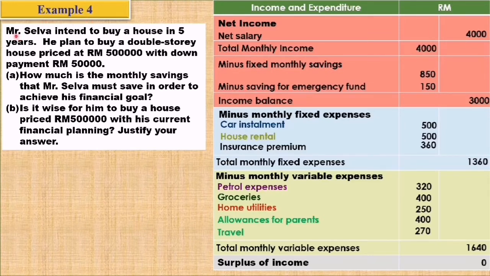Example 4. Mr. Silva intends to buy a house in 5 years. He plans to buy a double-story house priced at 500,000 with a down payment of 50,000 ringgit. A. How much is the monthly savings that Mr. Silva must save in order to achieve his financial goal?